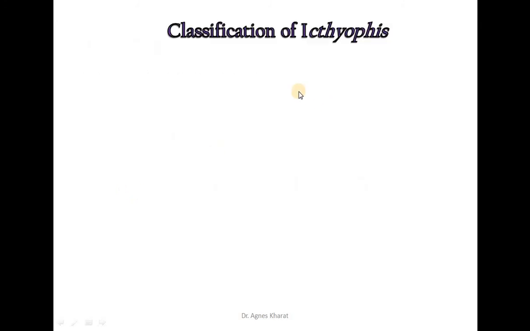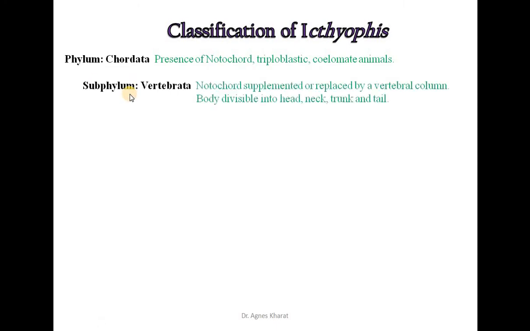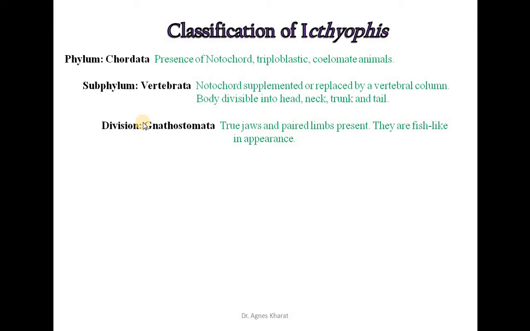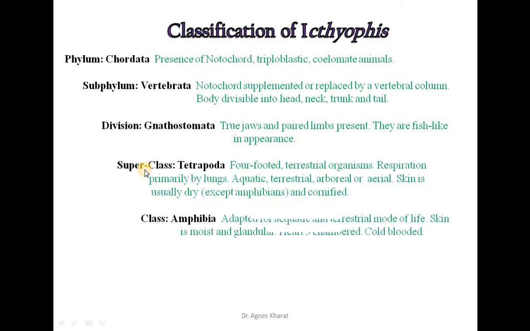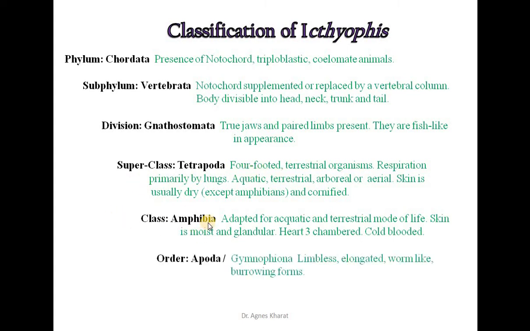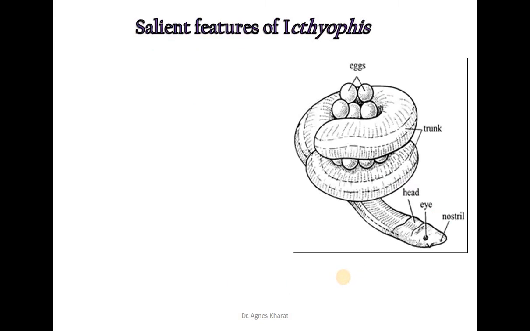Next organism is Ichthyophis. Let us start classification of Ichthyophis. It belongs to phylum Chordata, subphylum Vertebrata, division Gnathostomata, superclass Tetrapoda, class Amphibia, order Apoda. Why it is included into order Apoda? Which is also called Gymnophiona, because it is a limbless organism. It has got an elongated worm-like body and it is a burrowing organism. And genus is Ichthyophis.